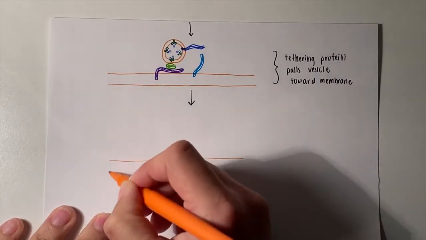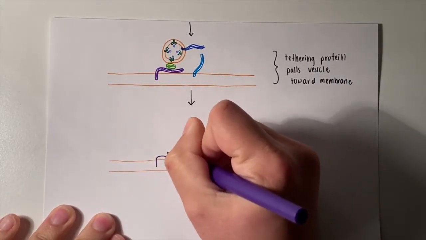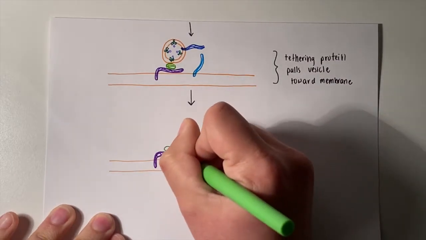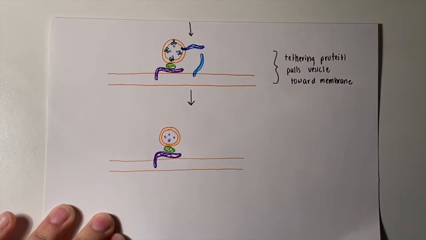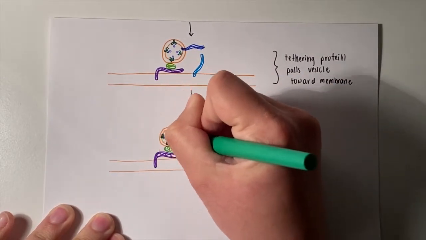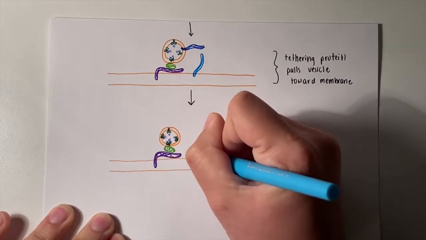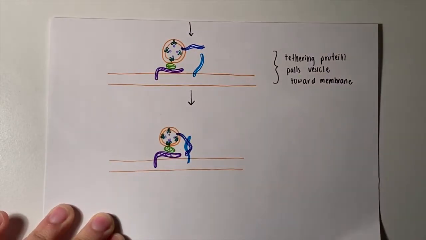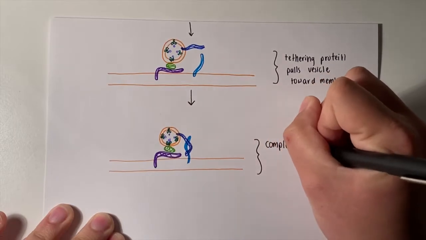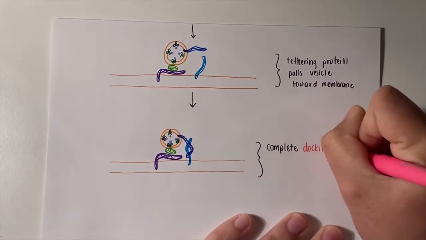Next, further stabilization of the vesicle occurs through snares. Snares are proteins that provide a second layer of anchoring in the docking process. On the vesicle membrane is the V-snare, and on the target membrane is the T-snare. These snares are complementary and their linkage results in complete docking of the vesicle on the target membrane.